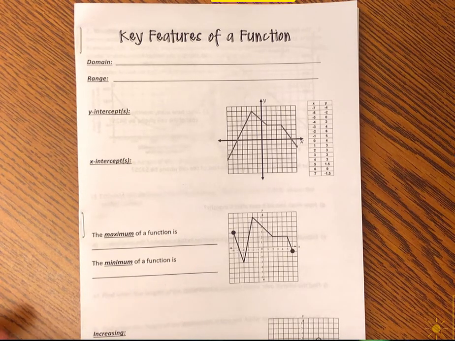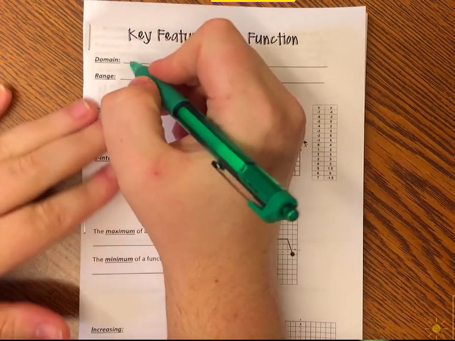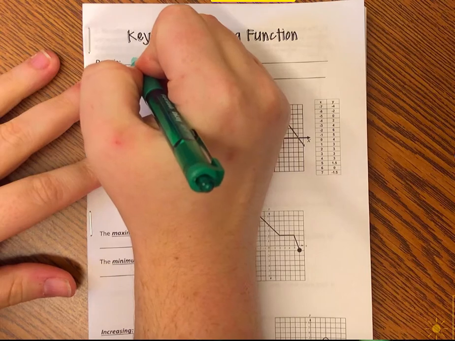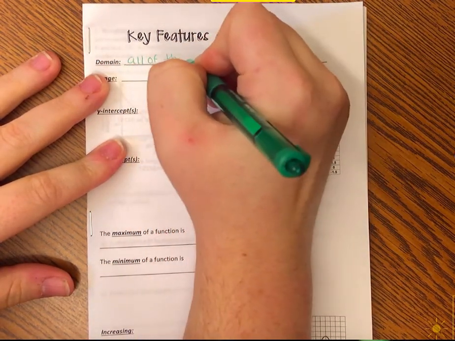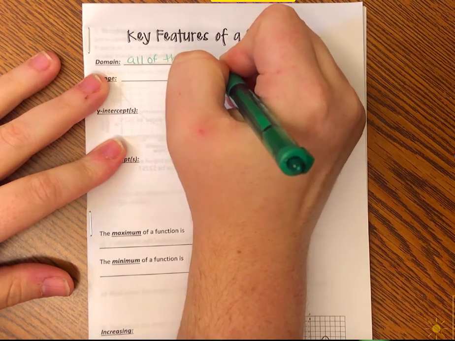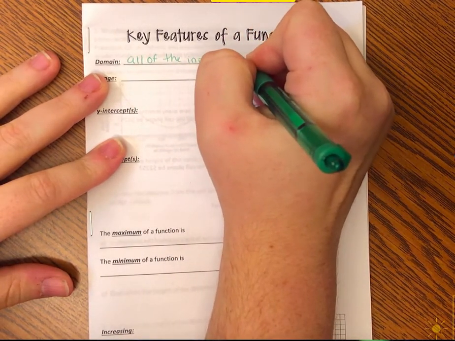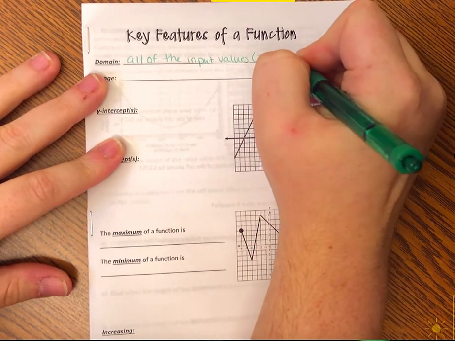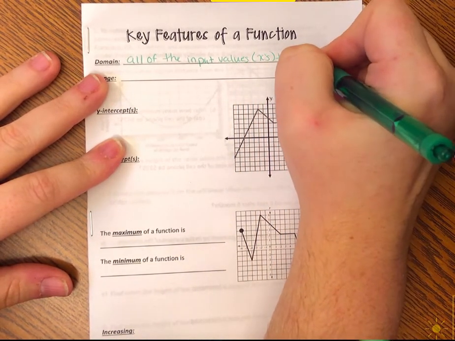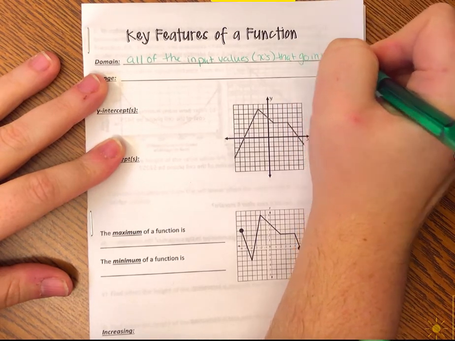This video is on key features of a function. The first thing we're going to talk about of a function is the domain. The domain of a function is all of the input values, which are the x's, that go into a function.